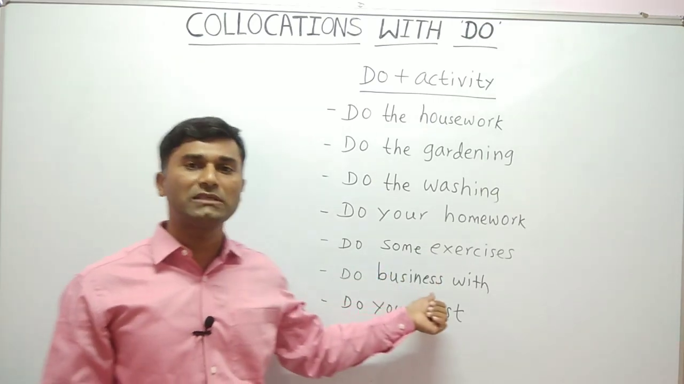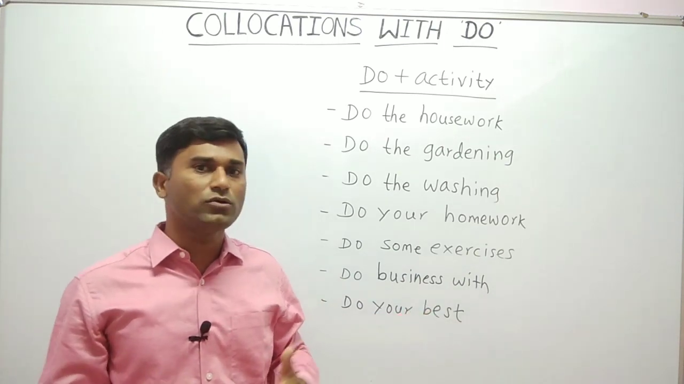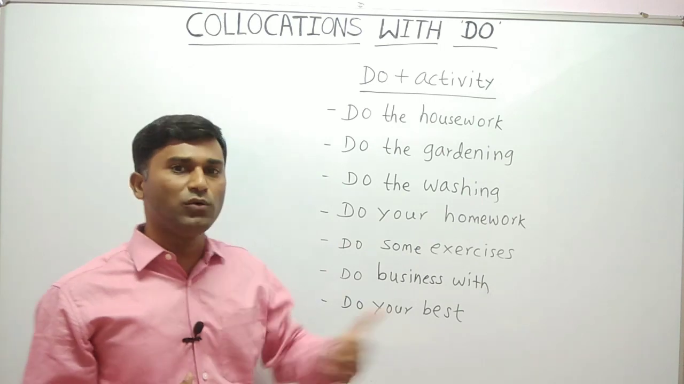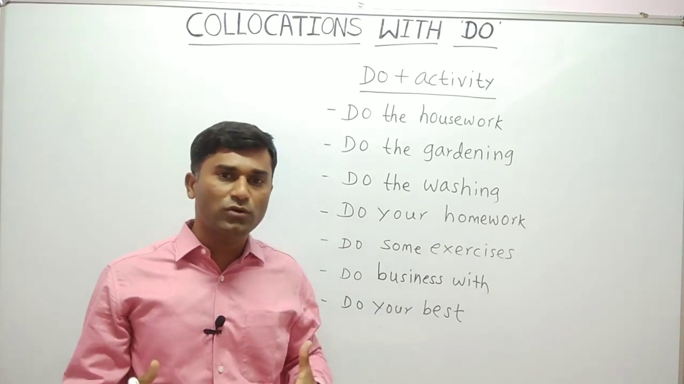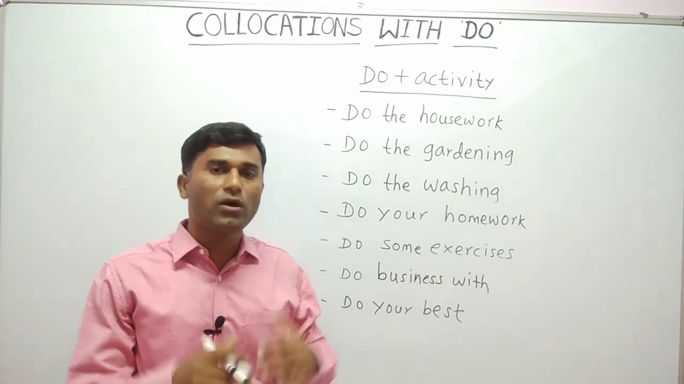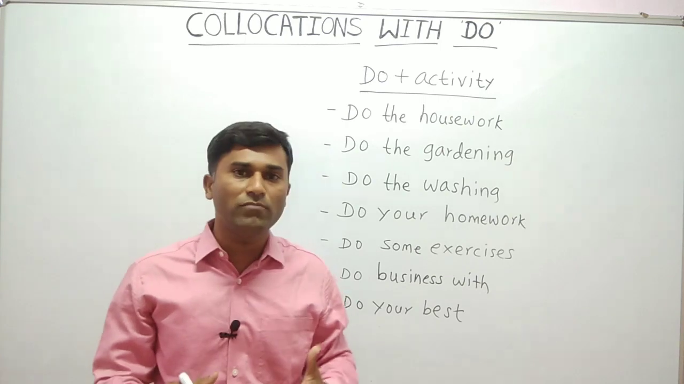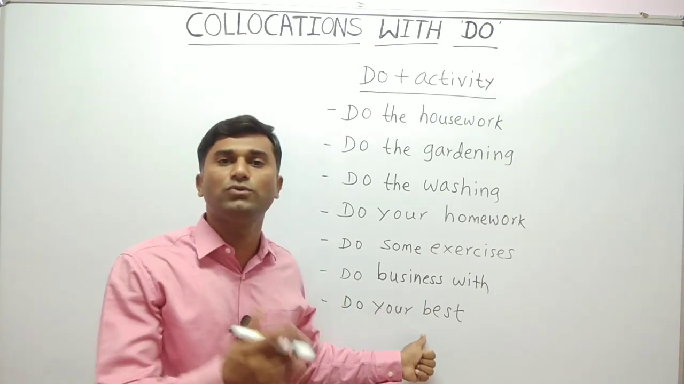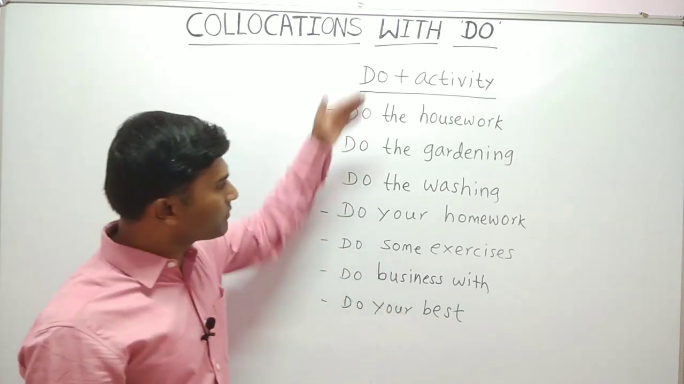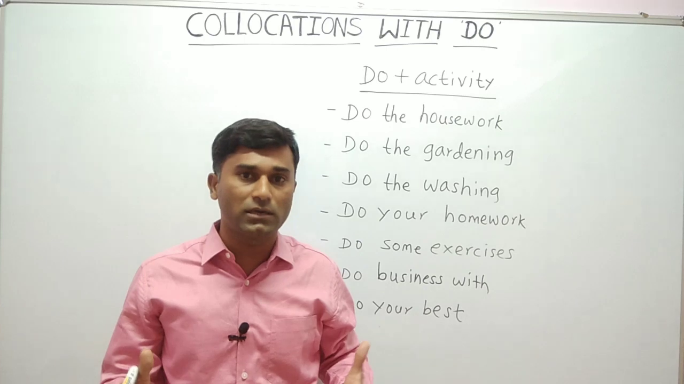Next is do business with. So you can say my company does a lot of business with the US. Next is do your best. So what is do your best? That is try your level best, whatever you can. For example, we say the exam is very difficult. So we say do your best, or you can do your best. So these are the fixed expressions with do that we can use in our day-to-day communication.